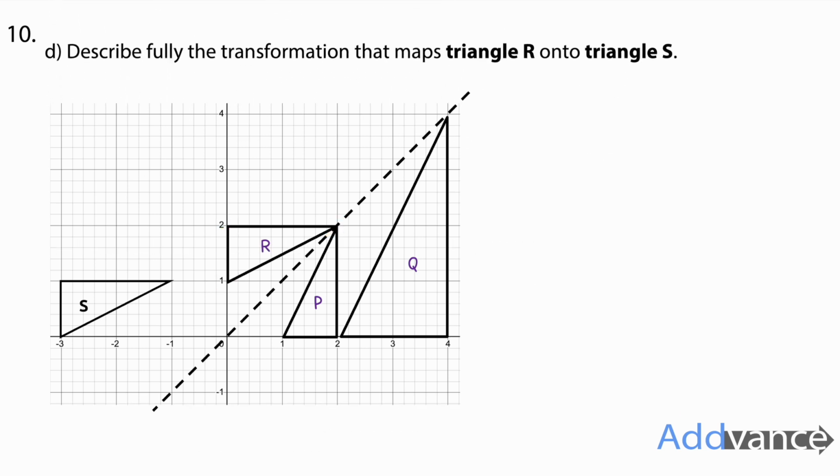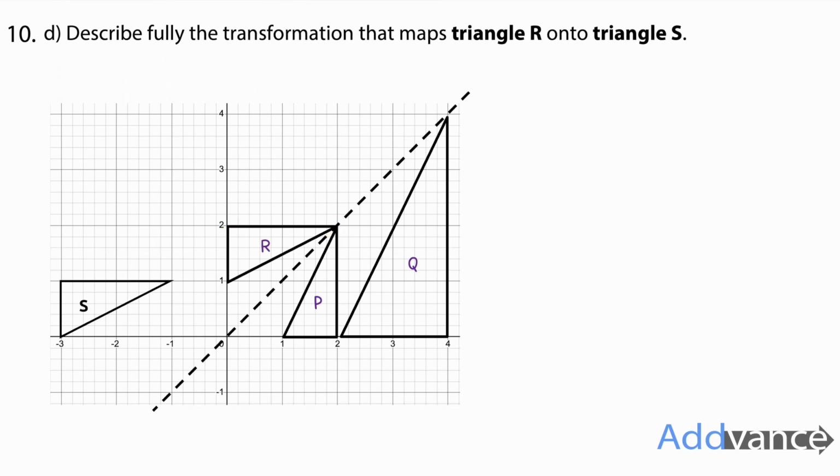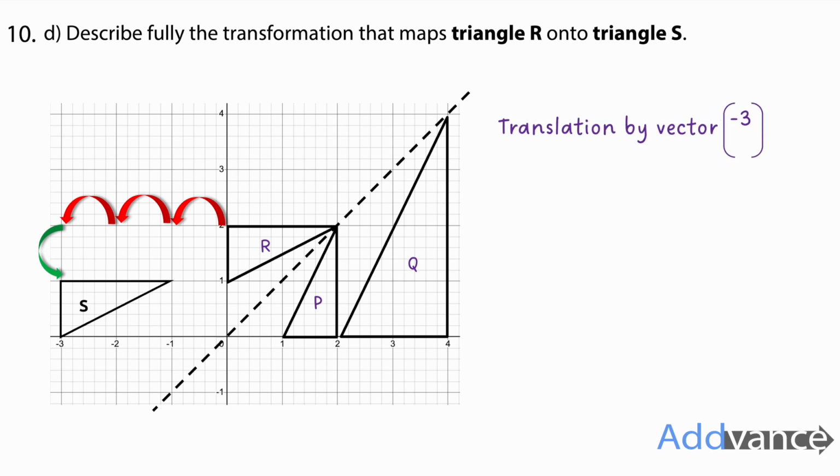Finally, the very final question of the exam, we're so close to finishing. It says describe fully the transformation that maps triangle R onto triangle S. This goes across 3 spaces and down 1. It is a translation. So it says translation by vector (-3, -1). -3 across, -1 down. That's the final answer.